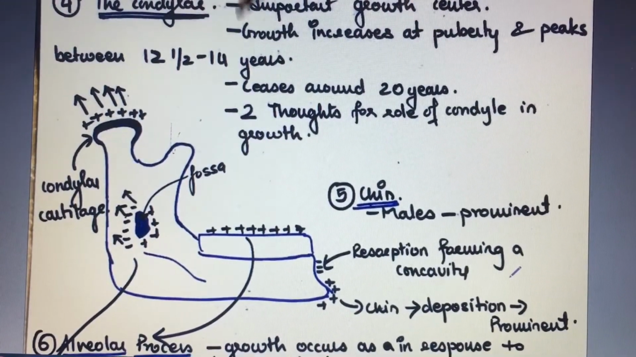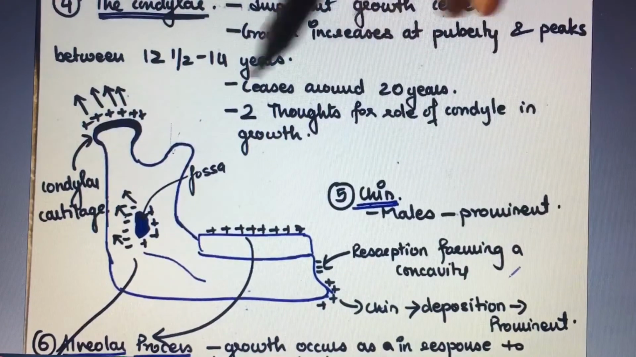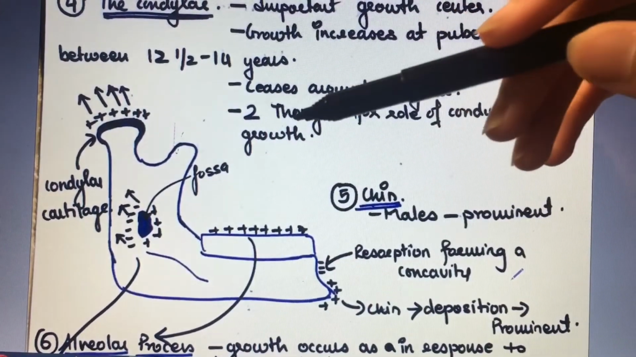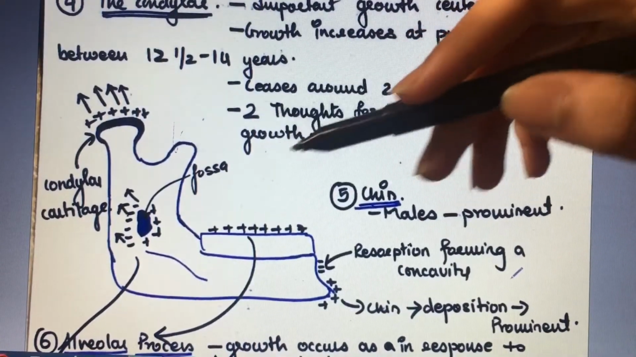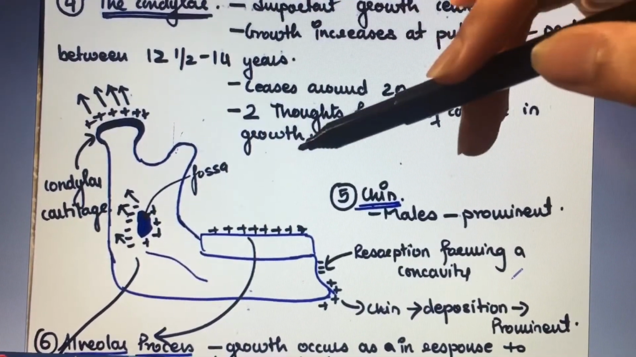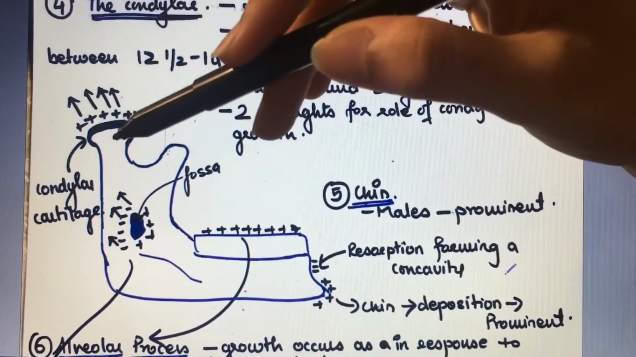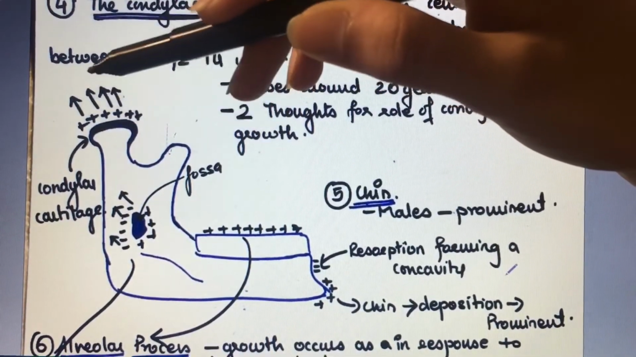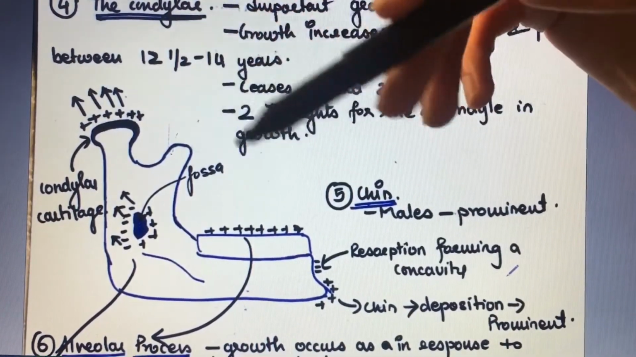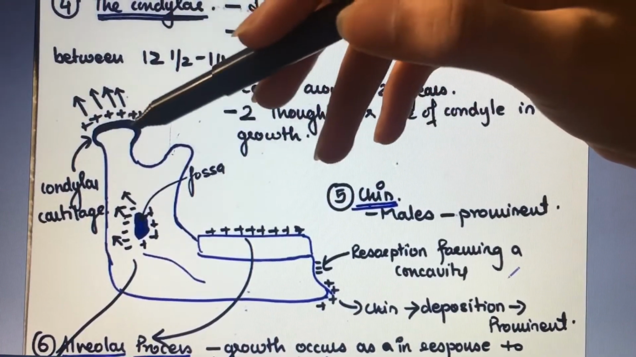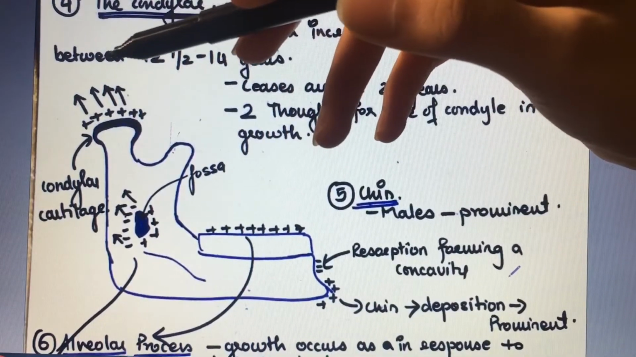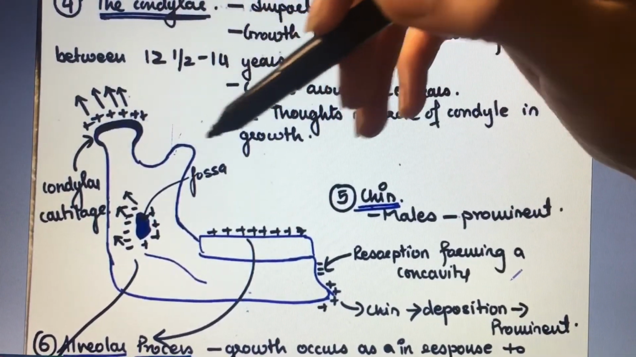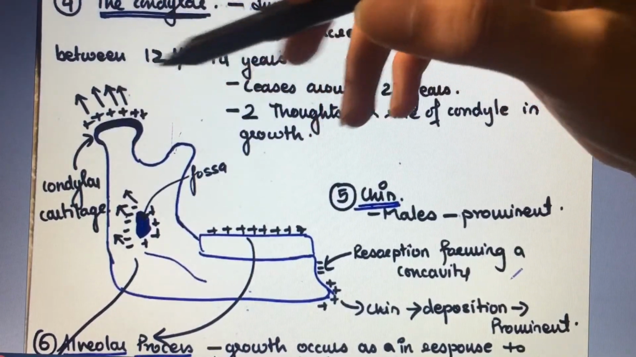So there are two schools of thought regarding the role of condyle in the growth, that is the postnatal growth. First school of thought was that this condylar process grows towards the cranial base. Because of this, condyle pushes the cranial base upwards and the entire mandible gets displaced forward and downwards. This was the first school of thought.